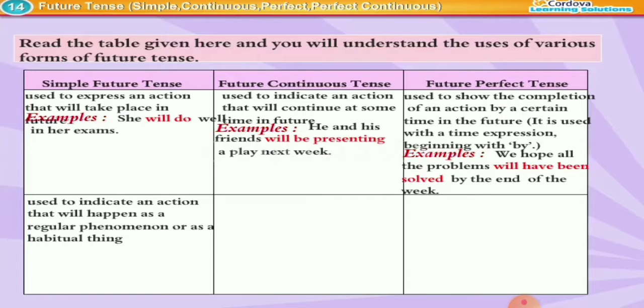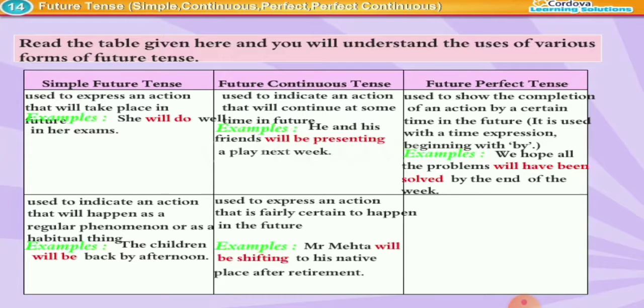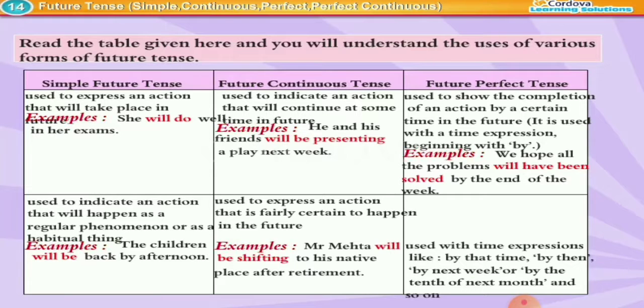Used to indicate an action that will happen as a regular phenomenon or as a habitual thing. Example: The children will be back by afternoon. Used to express an action that is fairly certain to happen in the future. Example: Mr. Mehta will be shifting to his native place after retirement.